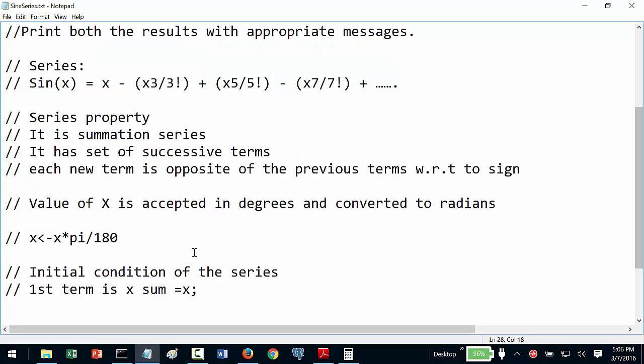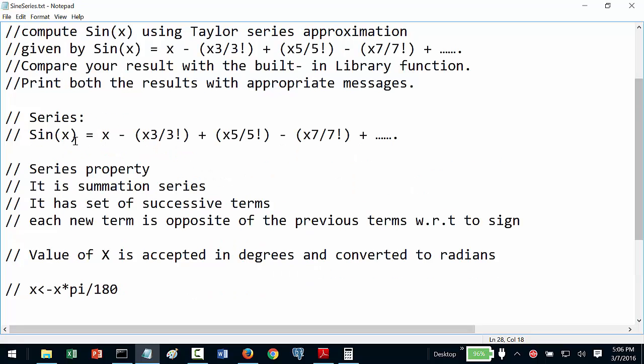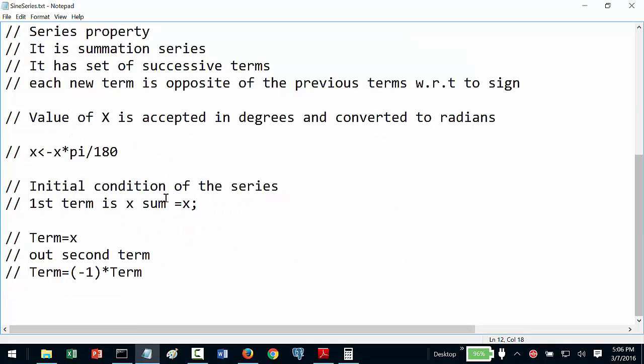Now if you see, my first value was x, my next value is x cube. So if I start my term as x, my next term will be x into x. So my next term will be minus 1 into term, which is x, so minus x cube. When I add this to the sum, sum equals sum plus minus this term, so it will be sum minus term.